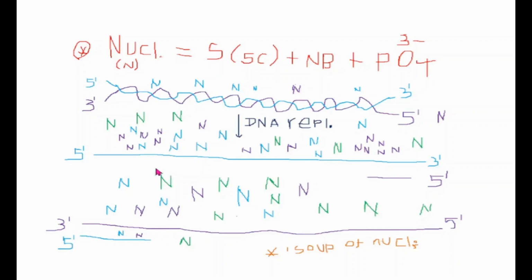Then the strand made from this strand will be exactly the same as the previous other strand, because there is complementarity of the nitrogenous bases of the nucleotides. Based on the nitrogenous bases, adenine pairs with thymine, and guanine pairs with cytosine.